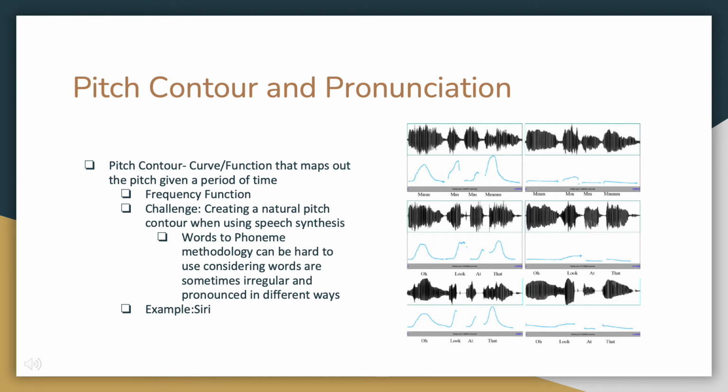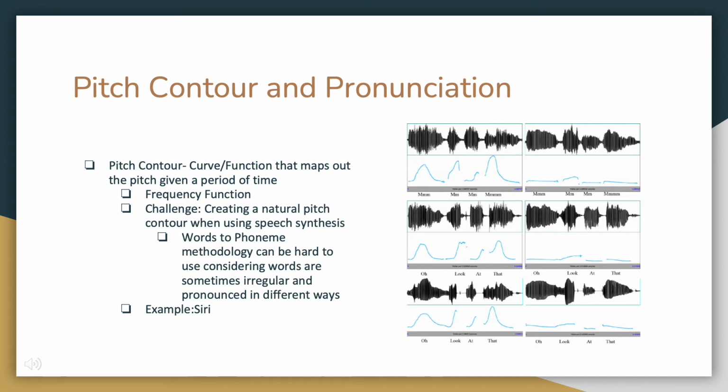So first, to go into pitch contour and pronunciation. Pitch contour is the curve or function that maps out the pitch over a period of time. This relates to a frequency function, which maps out the frequency at one point in time to a frequency at another point in time.